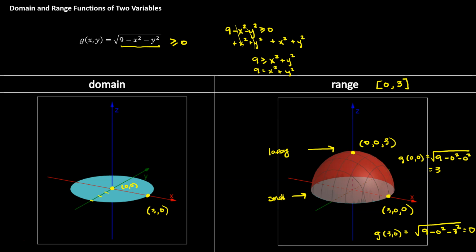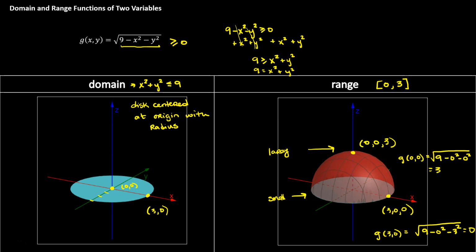And for our domain, if we wanted to list that, we don't really have an option for listing that as an interval right now, so we're going to use inequality notation. We're just going to say that our domain consists of the points where x squared plus y squared is less than or equal to 9. In words, we could say the disk centered at the origin with radius 3. Or we can just say this inequality that we found.